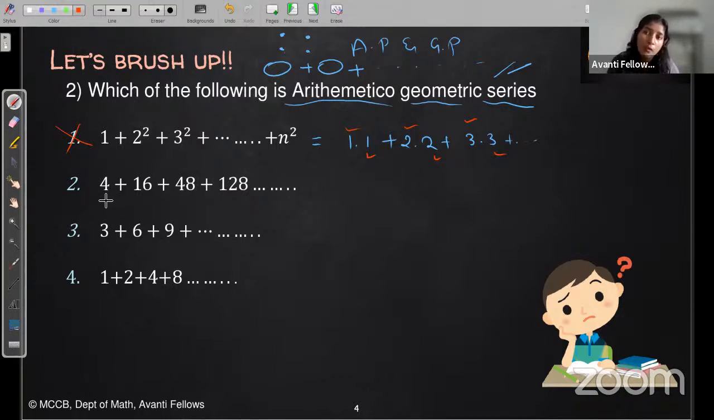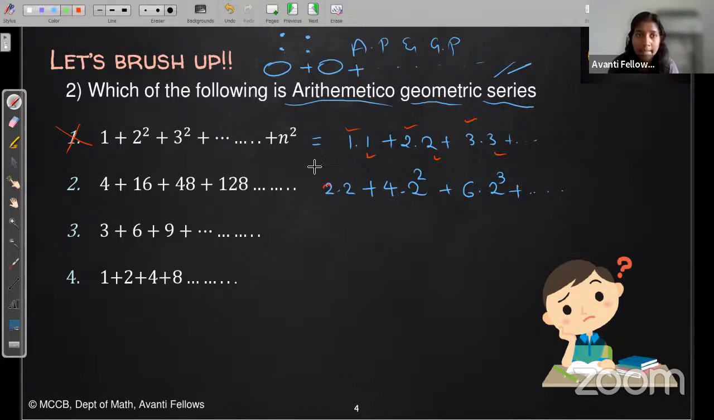The next option is 4 plus 16 plus 48, and so on. Correct? The first term we can write as 2 into 2, plus the second term can be written as 4 into 2 square, which is 4 into 4, that is 16, plus the third term, 48, can be written as 6 into 2 cube. 2 cube is nothing but 8, and 8 into 6 is 48. Plus, similarly, we can write the fourth and fifth terms.